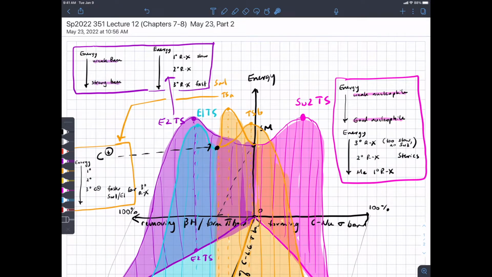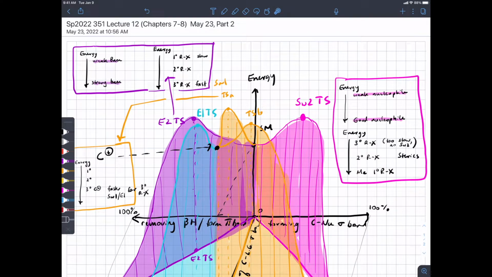So it's kind of different. It's sort of the opposite of SN2 in the sense that SN2 is fastest for the primary alkyl halide. Okay? So those are the major considerations.